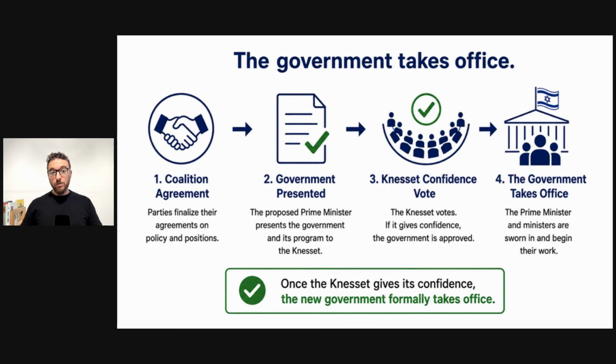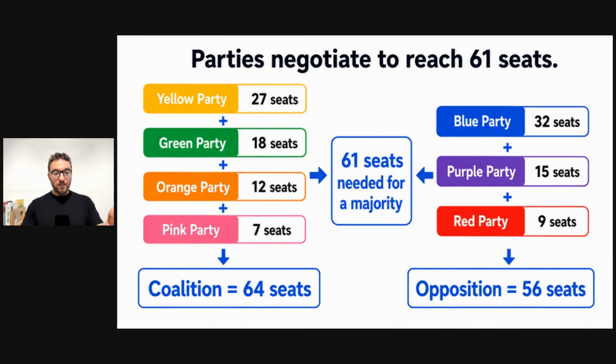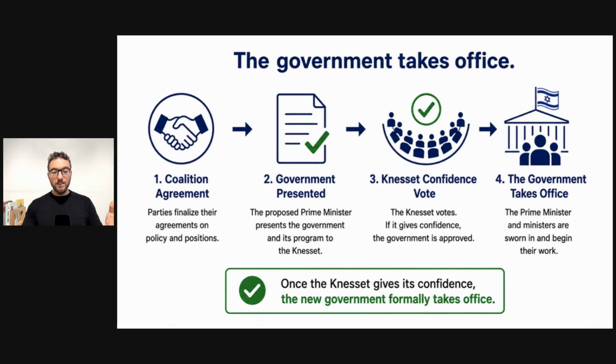Now, that vote is going to have a majority because, as we said, the coalition has to have 61 or more, which basically guarantees that when the Knesset votes to affirm the coalition, basically, to affirm the government, it's going to have a majority vote. So it's almost a formality, but it's really what ends this whole process and sets the government going.